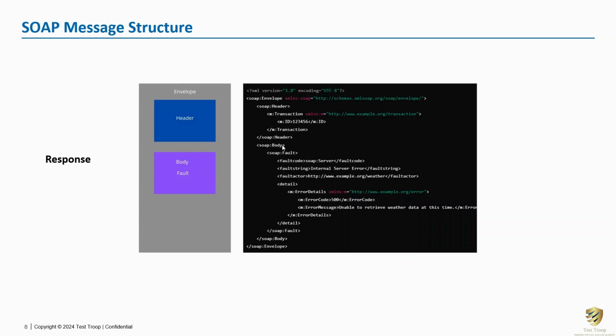If you see under the response body, you have another element called SOAP fault, which basically describes what kind of error has occurred during the operation. Here it says that the server where you are sending a request is not available. Server not available, that is why we got the 500 response. It says unable to retrieve the weather data at this point in time from the server. This is typically how the request and response message structure of SOAP looks.